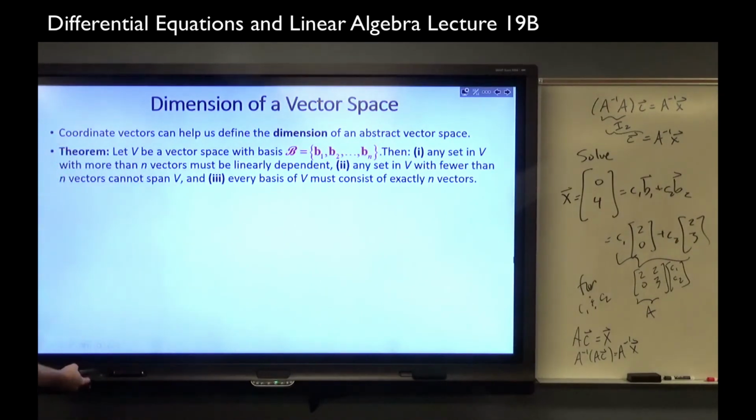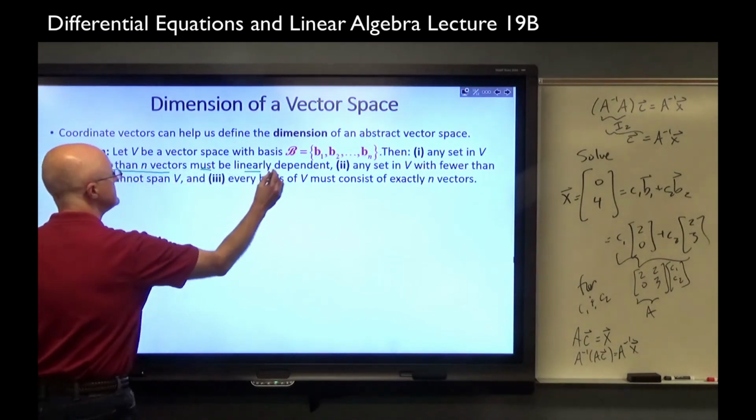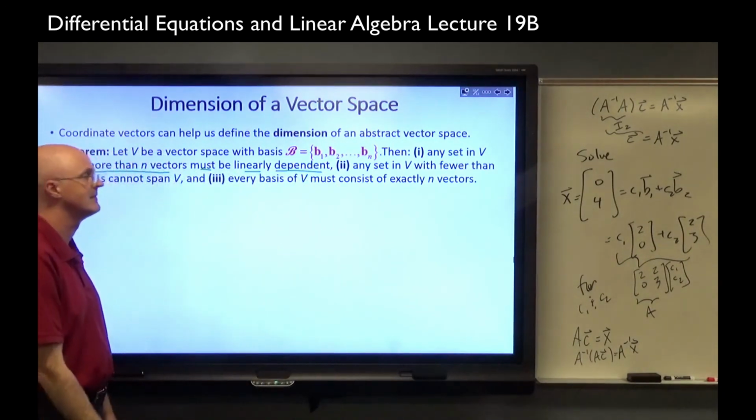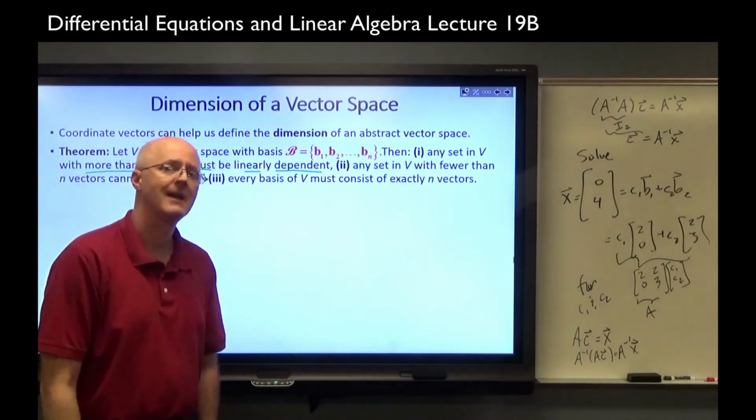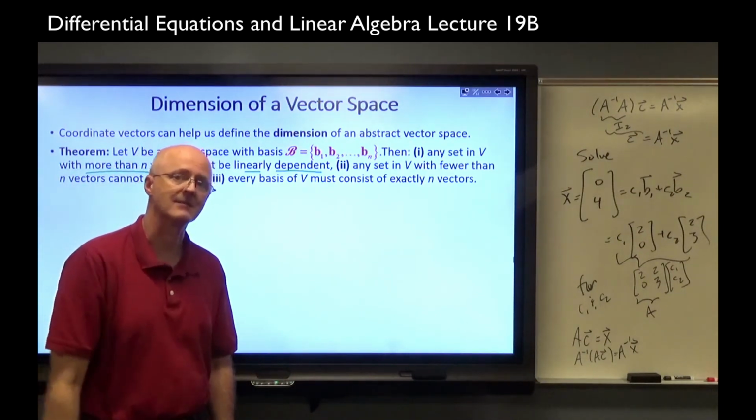The theorem says let V be a vector space with basis B, and I'm not saying it's an ordered basis. It doesn't have to be ordered here. I could rearrange the order of the b's and it would still be the same set, the same basis. Then there are three things you can say here. Number one, any set in V with more than n vectors must be linearly dependent and therefore can't be a basis of V.